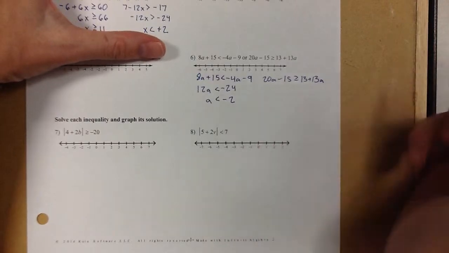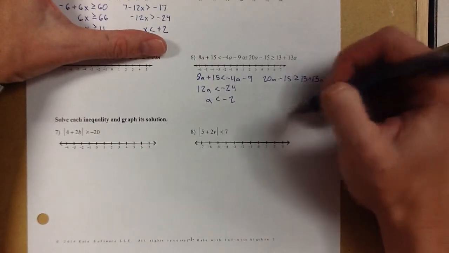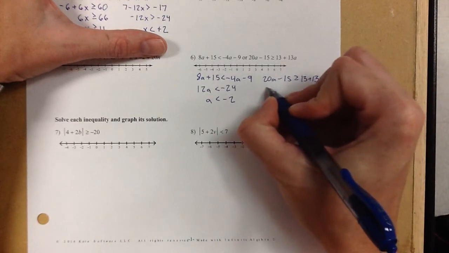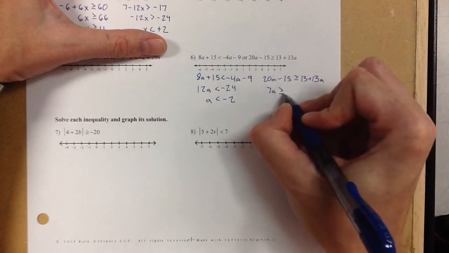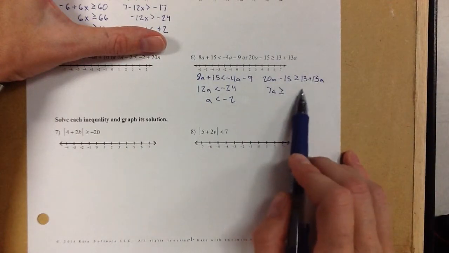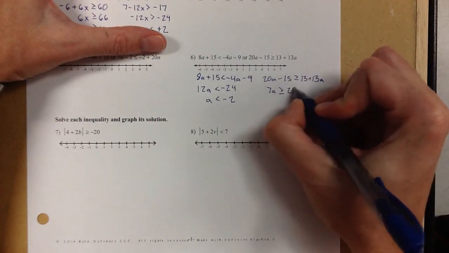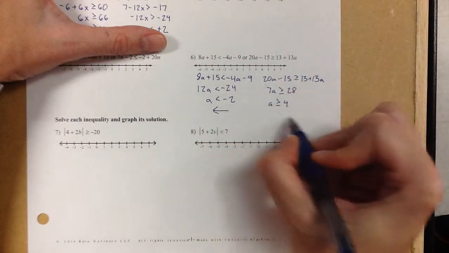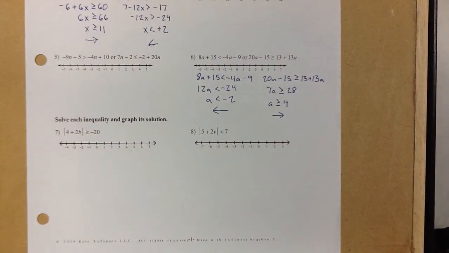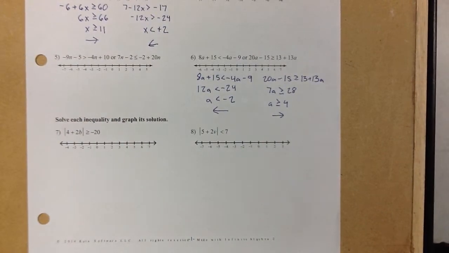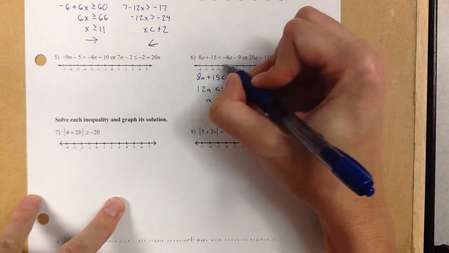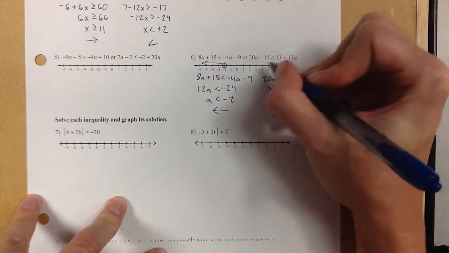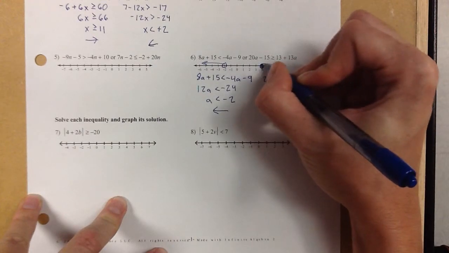And then up here, again, I want to move my variables over here to the left. So subtract 13a. So I get 7a greater than or equal to, move 15 over, 28. So a is greater than or equal to 4. So we're going less than negative 2, greater than or equal to 4. Open point, going to the left. Closed point, going to the right.